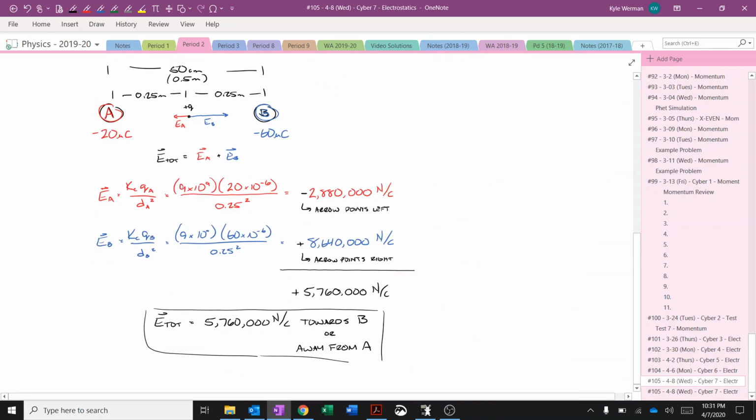So again, a good example problem, a simple superposition example where we have two sources and we're finding the total field that exists in between those sources.